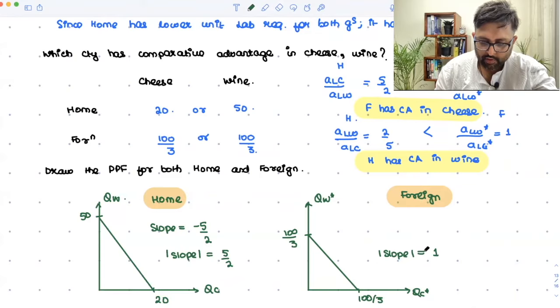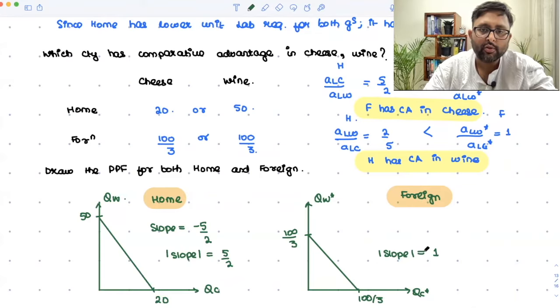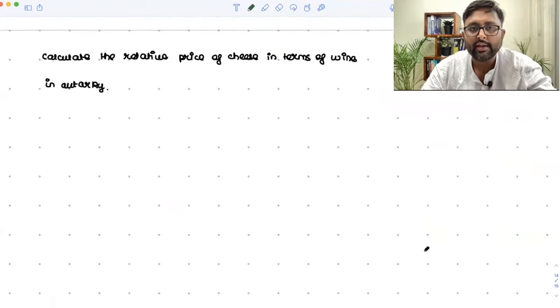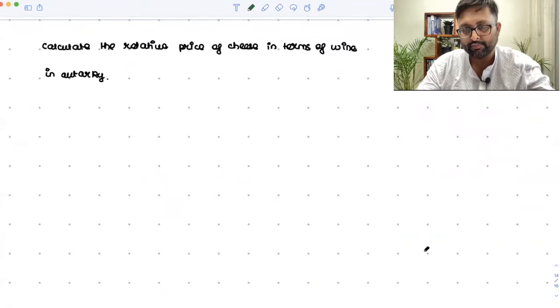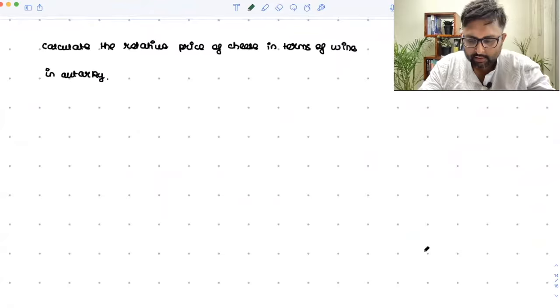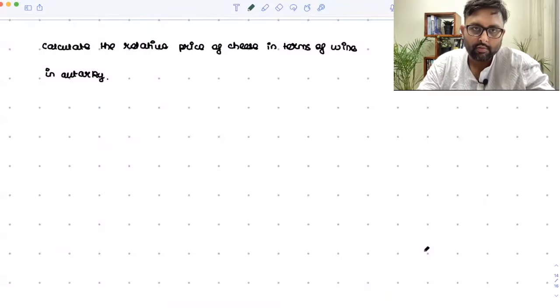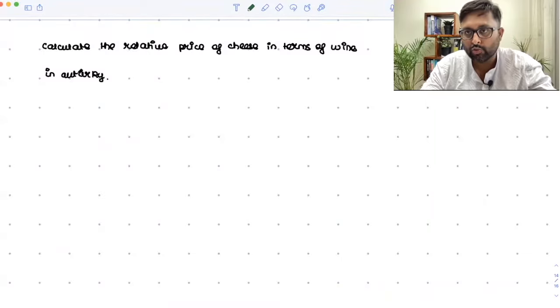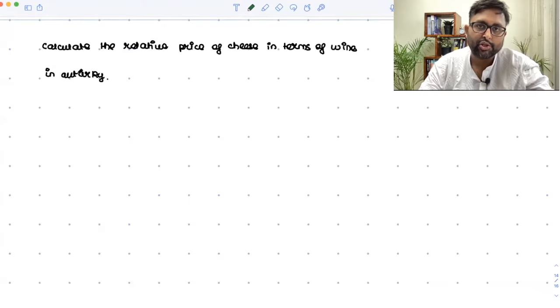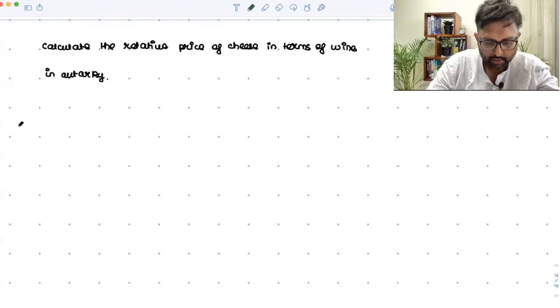Now, the question which arises is: calculate the relative price of cheese in terms of wine. First of all, you need to understand this: in case there is no trade, we're talking about autarky, the consumption possibilities are restricted by the production possibilities. What you can produce, only that you can consume, right?